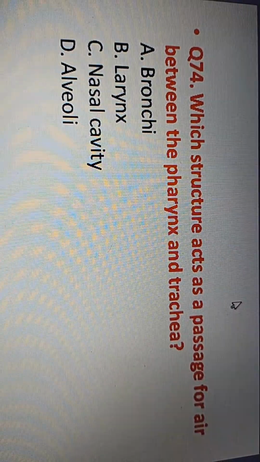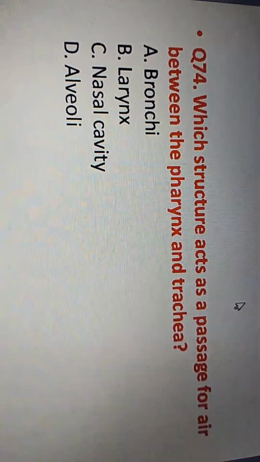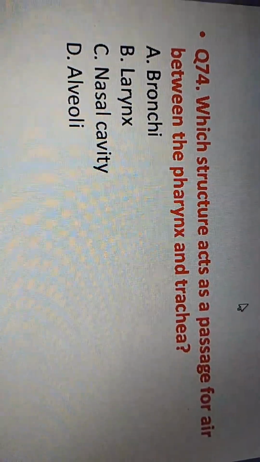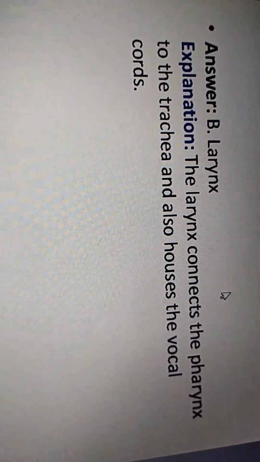Which structure acts as a passage for air between the pharynx and trachea? Option A, bronchus; option B, larynx; option C, nasal cavity; option D, alveoli. The correct answer is option B, larynx. The larynx connects the pharynx to the trachea and also houses the vocal cords.